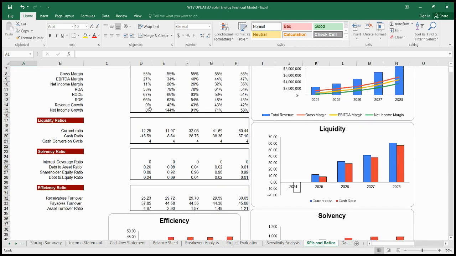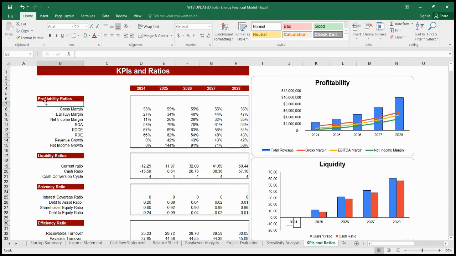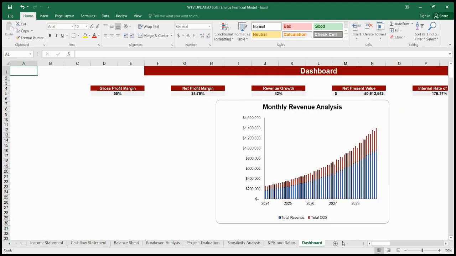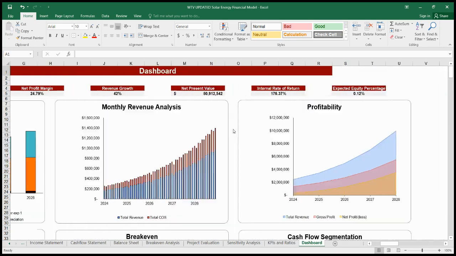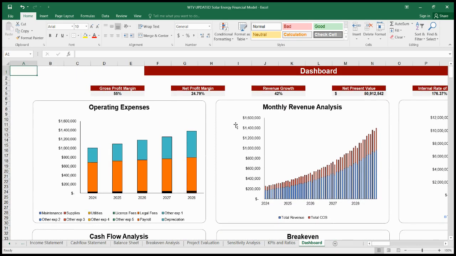KPI and ratios describe liquidity, and include profitability ratios, liquidity ratios, solvency ratios and efficiency ratios. And after ratios, we have the dashboard that represents visually our company's performance.